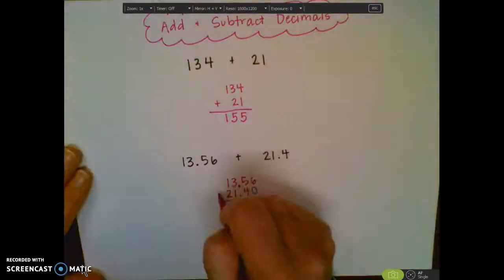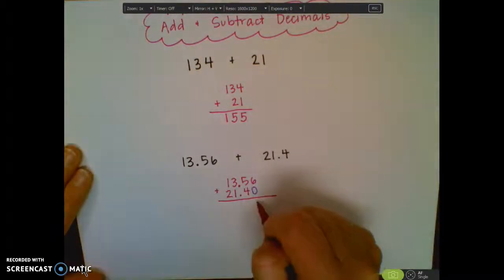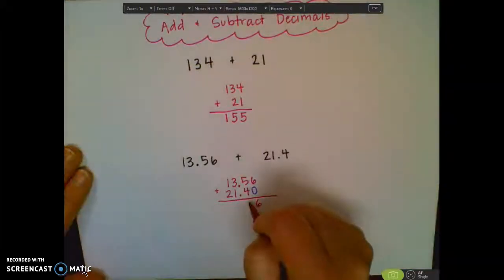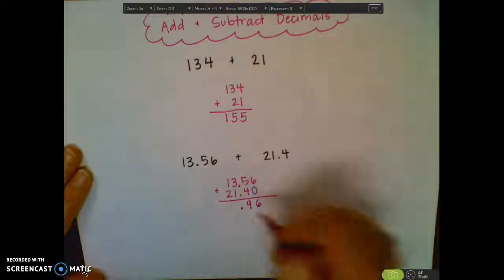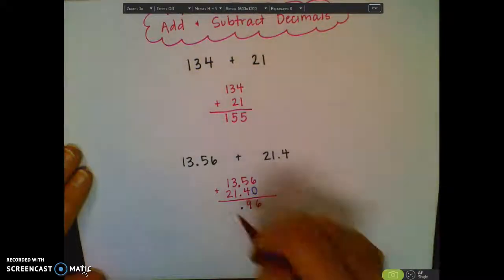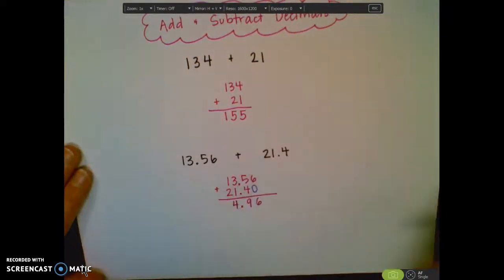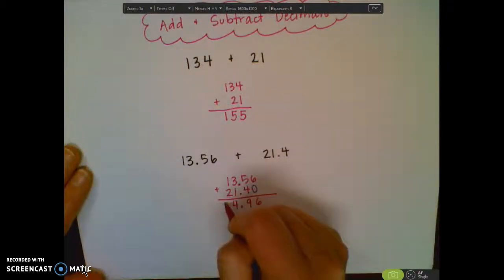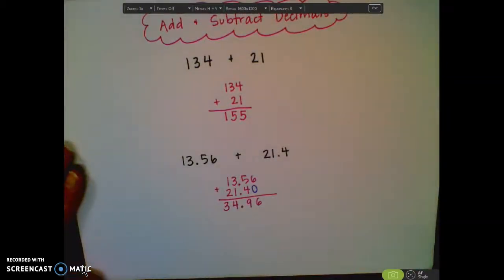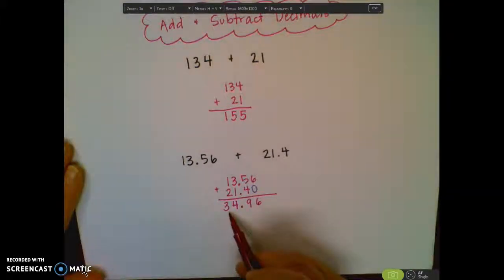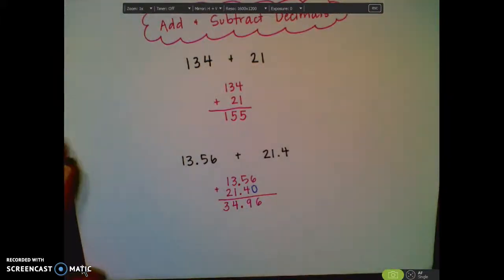So 6 plus 0 is 6. 5 plus 4 is 9. And that's in my tenths spot. Then I have 3 plus 1 in the ones place value spot. That gives me a 4. And the 2 plus 1 in the tens place value spot. And that gives me a 3. So my answer is 34 and 96 hundredths.